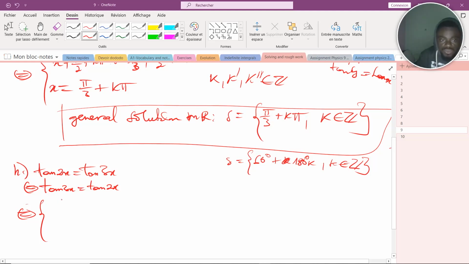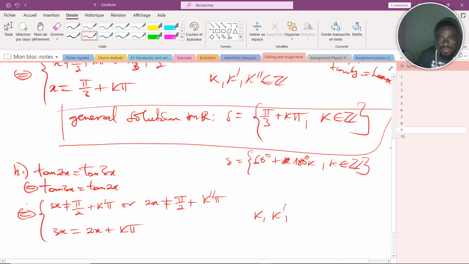So, for this to have a solution, the first thing is what? 3x must be different from pi on 2 plus k prime pi, or 2x must be different from pi on 2 plus k second prime pi. Is that okay? Now the general solution will be 3x equals 2x plus k pi, where k prime and k second prime belong to the set of integers. Is that okay?